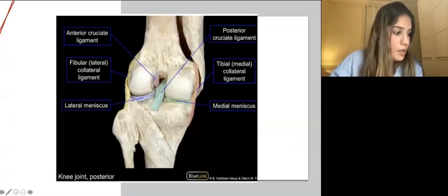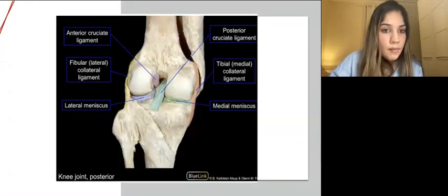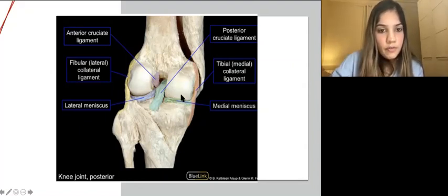Here's just another image to reinforce what we've gone through to make things a bit clearer. So earlier we looked at cross sections of the meniscus. If you look at it from the front, you've got the medial, the lateral, the anterior cruciate ligament, posterior cruciate ligament, and the medial and the lateral collateral ligaments.